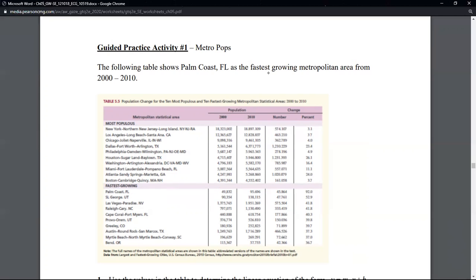So let's see, percent change. 92%, that's the largest one out of all those. And look, it's Palm Coast, Florida. So when they talk about fastest growing, they're talking about relative to the size. Because Palm Coast, Florida only increased by 45,000, whereas New York increased by 574,000, and Houston increased by 1.2 million. So those were bigger changes, but when we consider relative to what's already there, relative to the original size, this is the fastest one, because look, this was about 50,000, this is about 100,000, it almost doubled in 10 years.